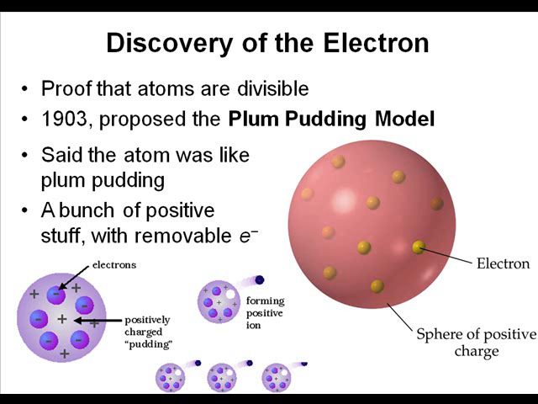No, there is no plum pudding that makes up an atom. However, he recognized that by removing the electrons, I have an imbalance of charge, and it would form a positive ion overall.